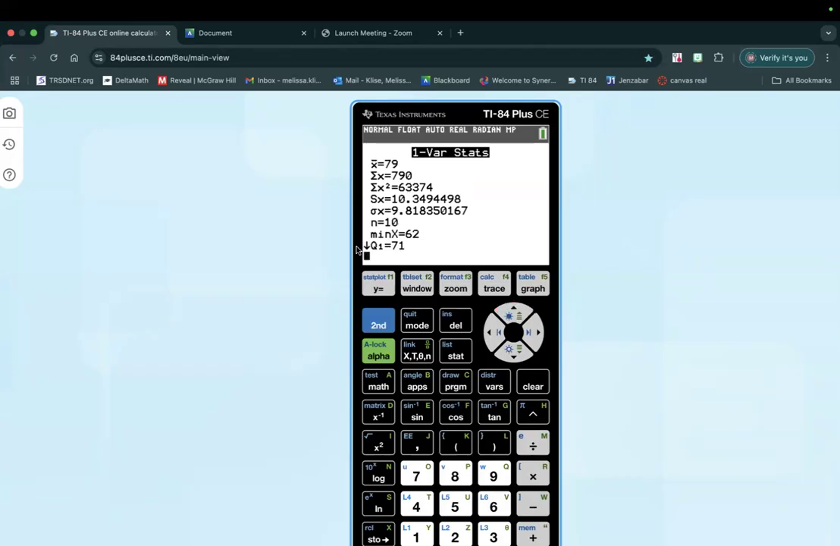Questions about one variable statistics? Are the steps for the calculator written down somewhere? No, you need to write them down yourself, or you can Google them. I don't have them written down anywhere. There's a video that she posted that was really helpful for me. I just copied exactly what it said, like the steps and then what everything means on there.